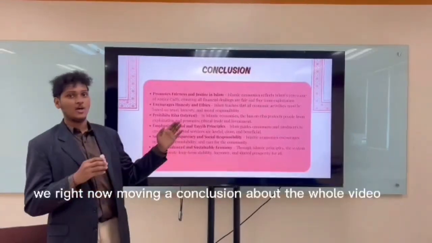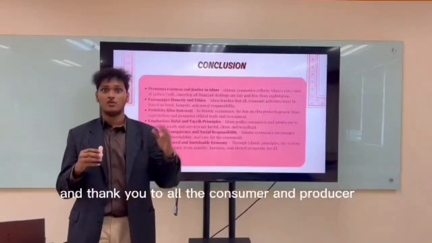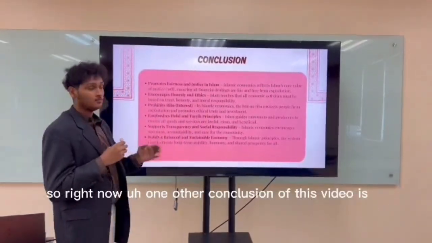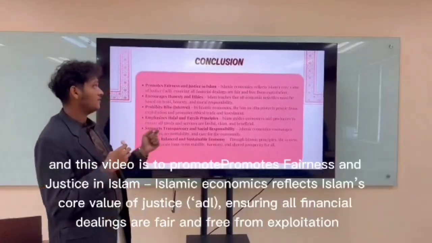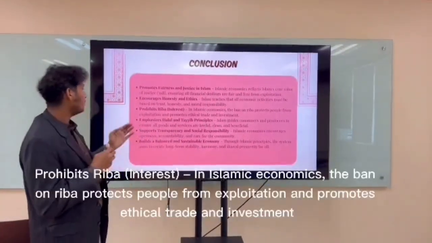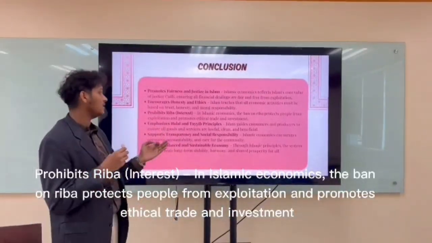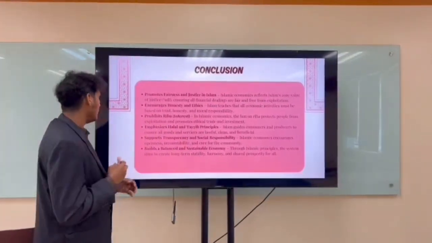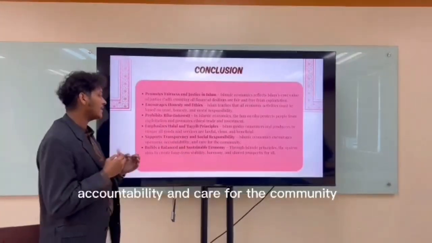So, we are now doing a conclusion of the whole video. I want to say thank you to all teammates and all the participants in the interview. Another conclusion of this slide and this video is to promote fairness and justice in Islam. The Islamic economy reflects the core Islamic value of justice, ensuring all activities are fair and distribution is free. Prohibition of riba, or interest: the ban of riba protects people from exploitation and promotes ethical trade and investment, as I mentioned before. Support transparency and social responsibility, where the Islamic economy takes balance, accountability, and care for the community.